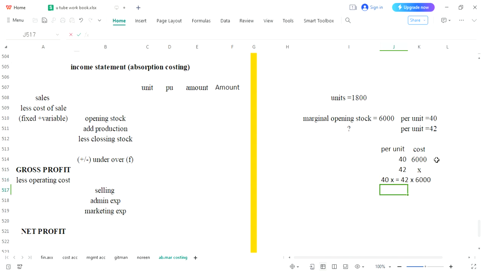Unitary method we are using. Now x is being multiplied with 40 over here. When you take it to the opposite side, it would be divided. So first we will see 42 multiplied by 6000, how much we will get. Amount is 252,000. What is present on the right side? On the left side of is equal to, it is 40x.